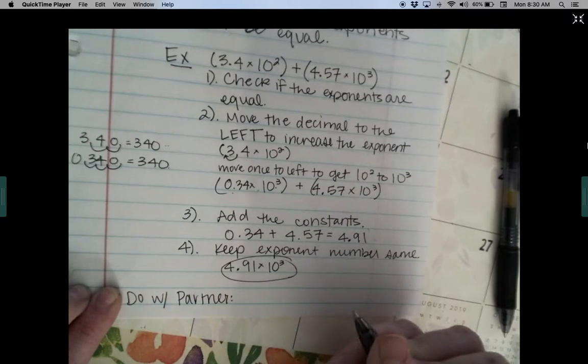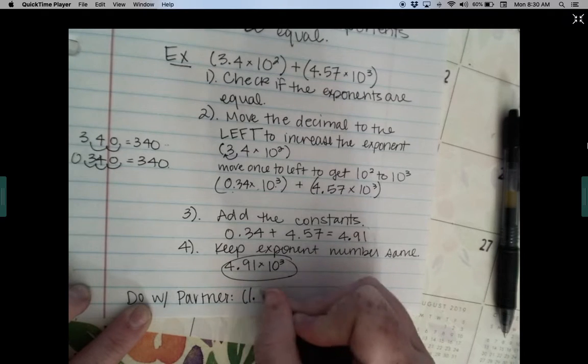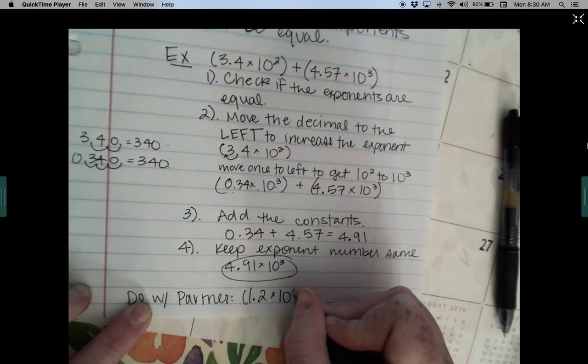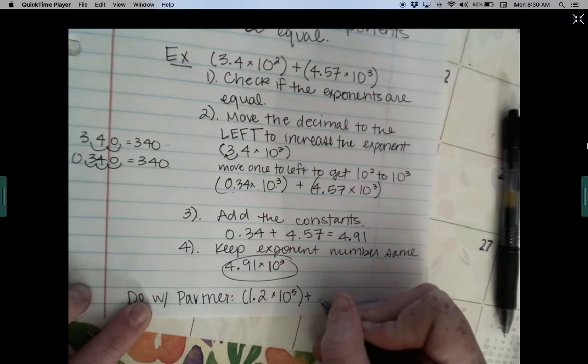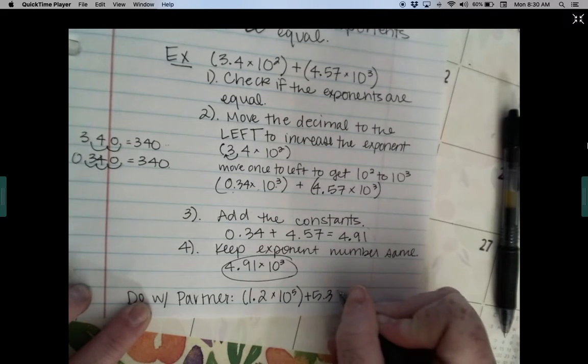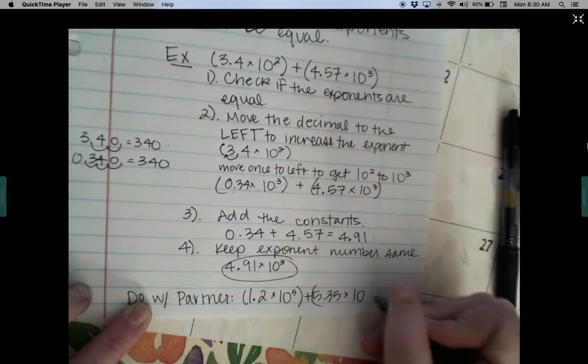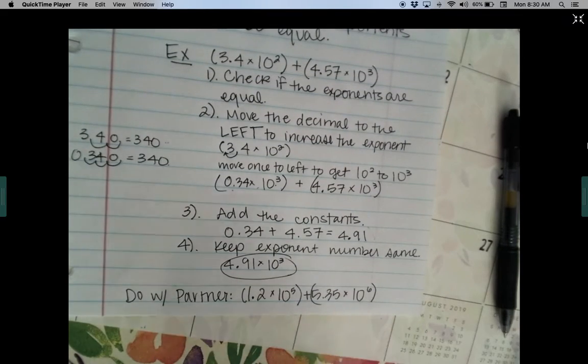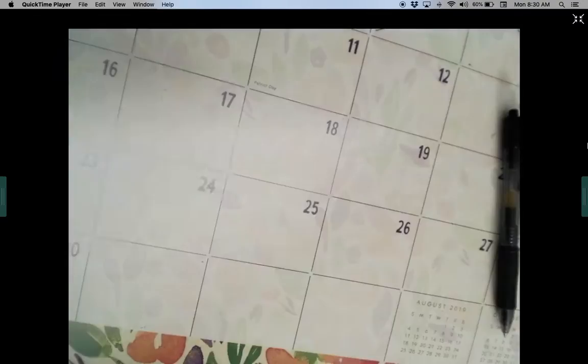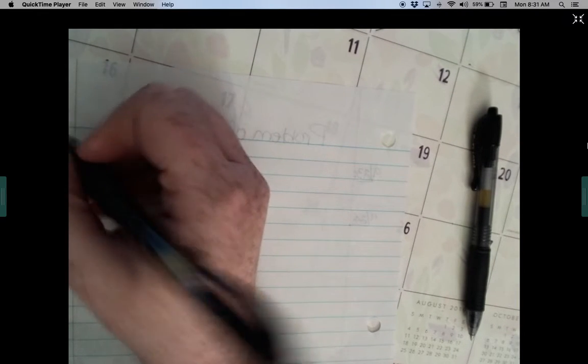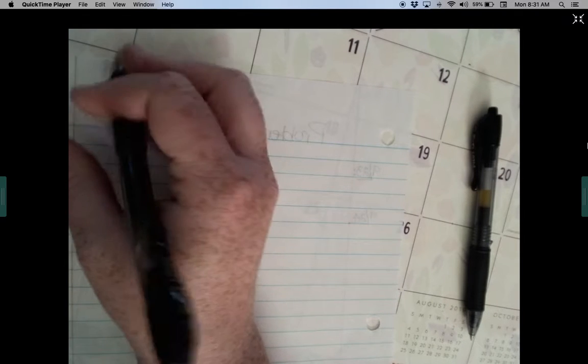I want you to do 1.2 times 10 to the 5th plus 5.35 times 10 to the 6th. Okay? I'm going to freeze it. When you are done, I want you to put your pencil down. So 1.2 times 10 to the 5th plus 5.35 times 10 to the 6th. You can work by yourself if you want, but you can definitely move and work together if you'd rather.